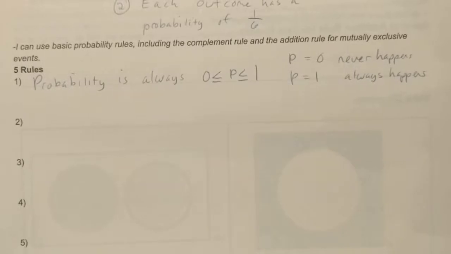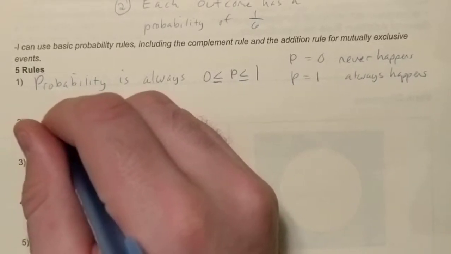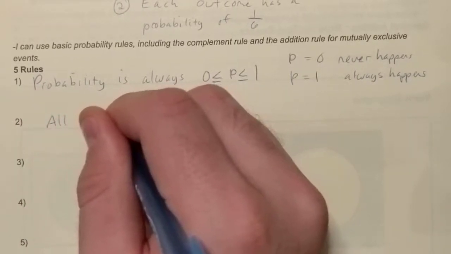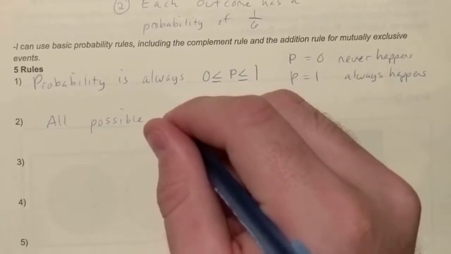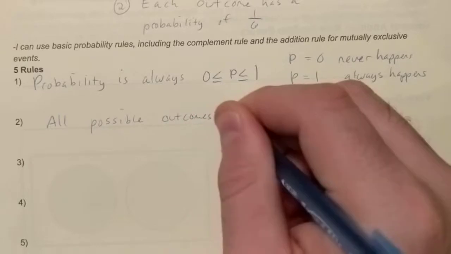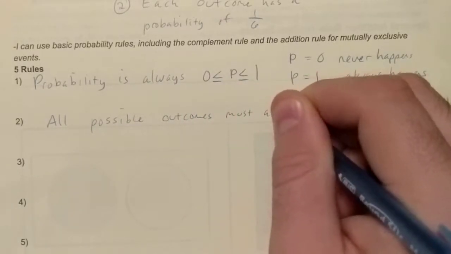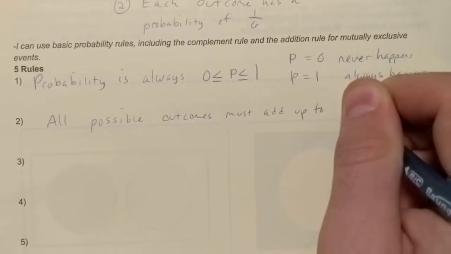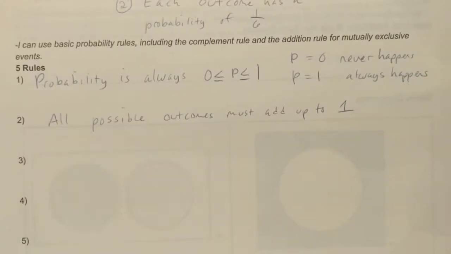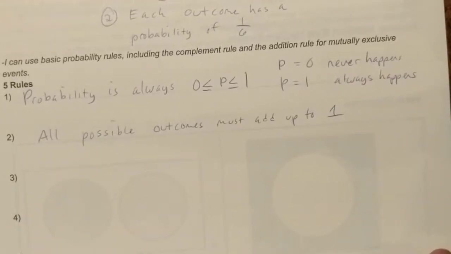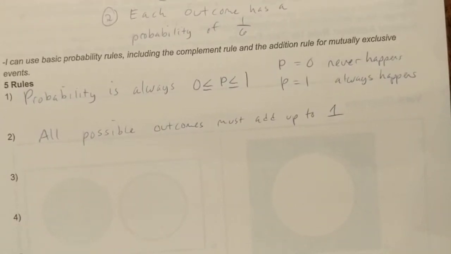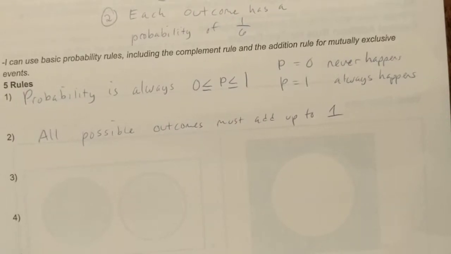That's rule number 1. Rule number 2 is all possible outcomes must add up to 1, or 100%. All possible outcomes must add up to 1. And this makes sense because something must occur. One of the outcomes, it has to occur. You can't leave anything open. So if all your outcomes add up to 0.8, that means 0.2 is missing somewhere. You need to include that in your sample space.